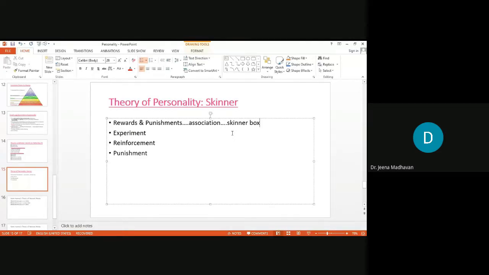Now let us examine what happened, or what is the result. The rat learns to press the blue button to get the reward.